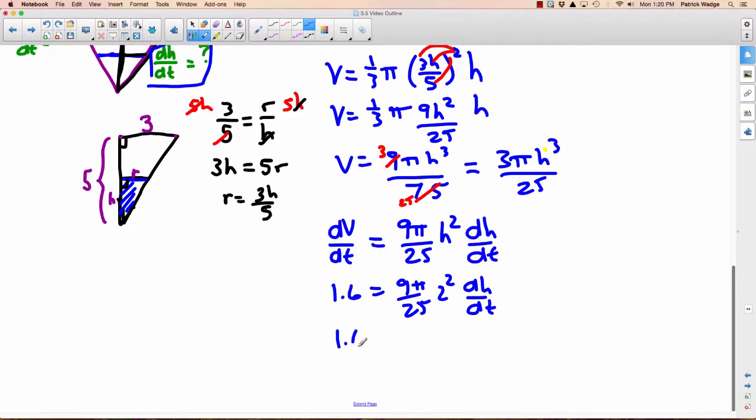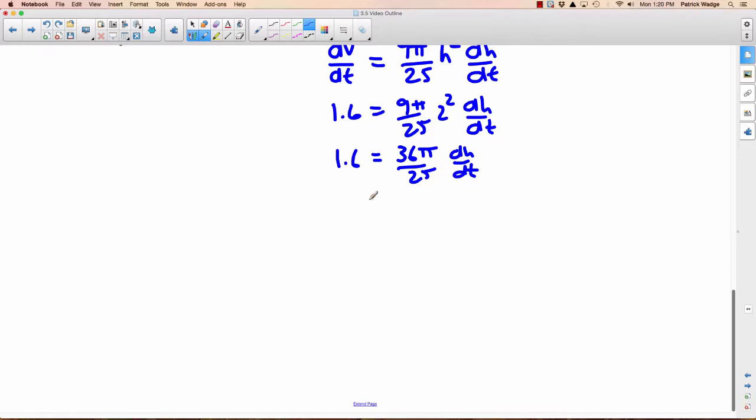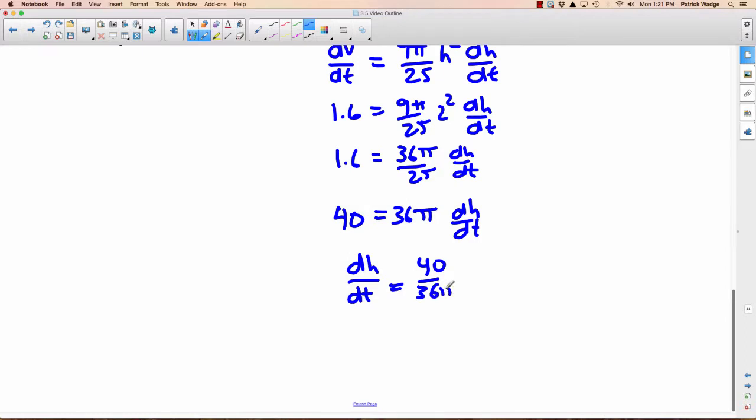So I have 1.6. This is ugly because I have decimals and fractions. I have 2 squared is 4. Times 9 is 36 pi over 25, and then dH/dt. So the next thing I'd probably do is multiply both sides by 25. 25 times 1.6 is 40, so I get 40 equals 36 pi dH/dt. Divide both sides by 36 pi, I get dH/dt equals 40 over 36 pi. But we could divide top and bottom here by 4, so I get 10 over 9 pi.